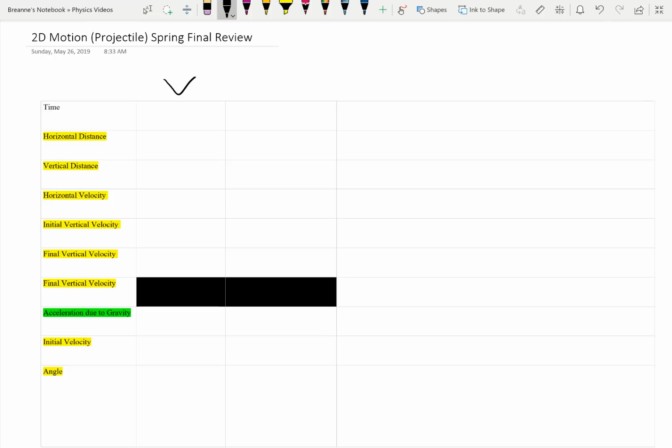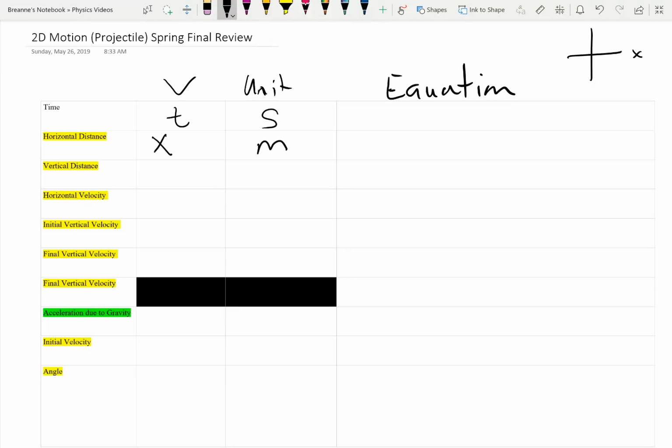So this is the part of your review that's at the beginning. We're going to talk about variables, units, and equations. Now remember, the variables are what's in the equation, units are what goes after the number. So t, time, is represented by a lowercase t. Unit is seconds. Horizontal distance is represented with an x, in the x direction. If you think about your graph, that is your x-axis, that's the horizontal, and it's measured in meters.